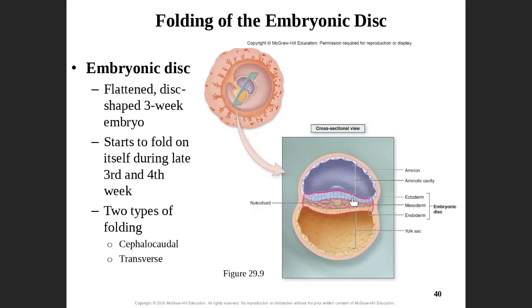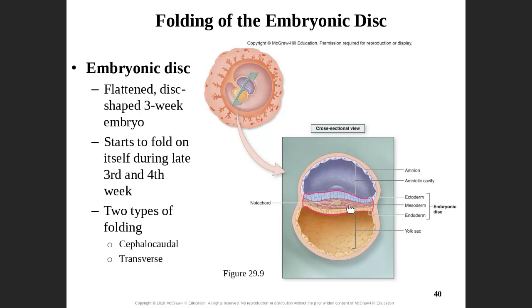Here you can see the amniotic cavity with the amniotic fluid in it. Here's our yolk sac. Here we have our mesoderm, our ectoderm, and on the bottom the endoderm. We're starting to get the formation of the notochord, which will be the beginning of what eventually turns into parts of our spine. So in the 3rd week we see the formation of these 3 tissues.